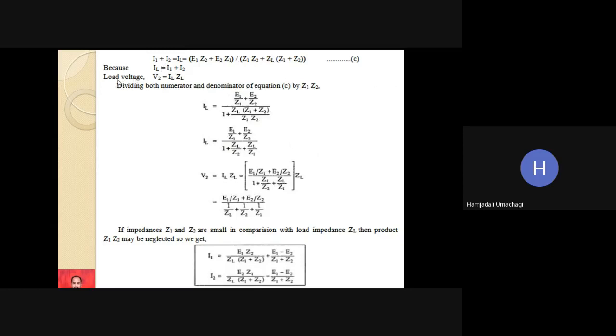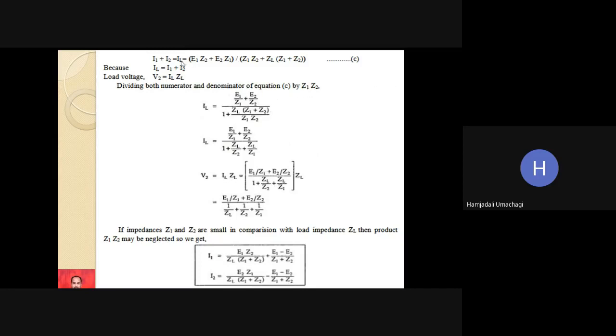Now we know that the load voltage V2 is given by the product of load current and load impedance, that is IL into ZL. For this expression, we already have the IL value, given by equation C, the equation for total load current IL. So by what expression should we divide? We should divide both numerator and denominator of equation C by the product of the two impedances, Z1 and Z2.